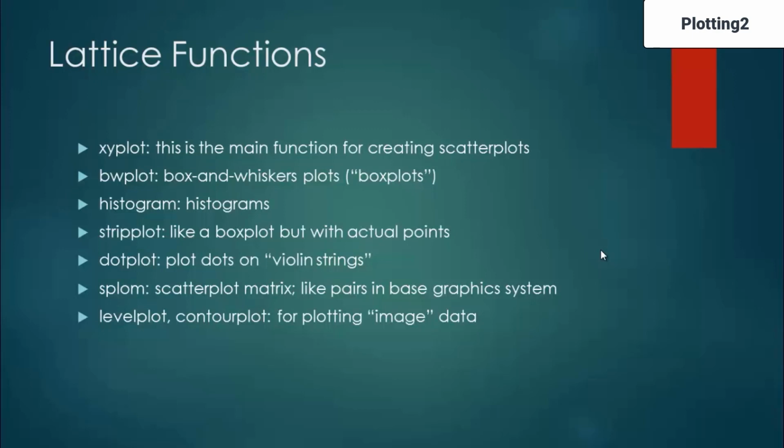Histograms are your normal bar charts, which are useful for creating a better representation of data. So stripplot is like a box plot, but with actual points. Dotplot is nothing but plotting dots on violin strings. SPLOM is nothing but a scatter plot matrix.